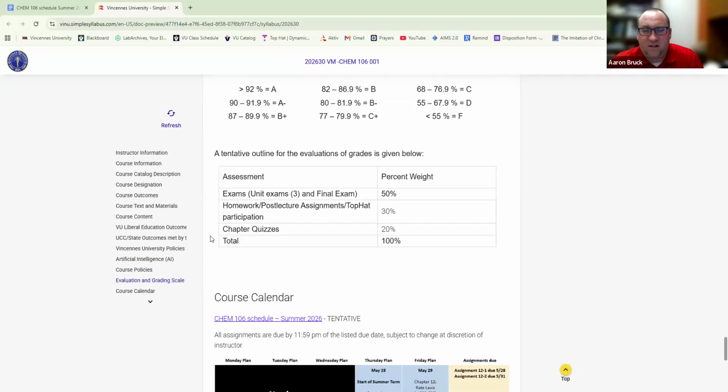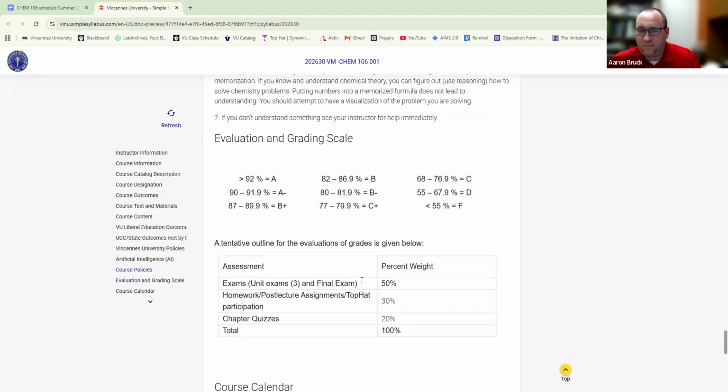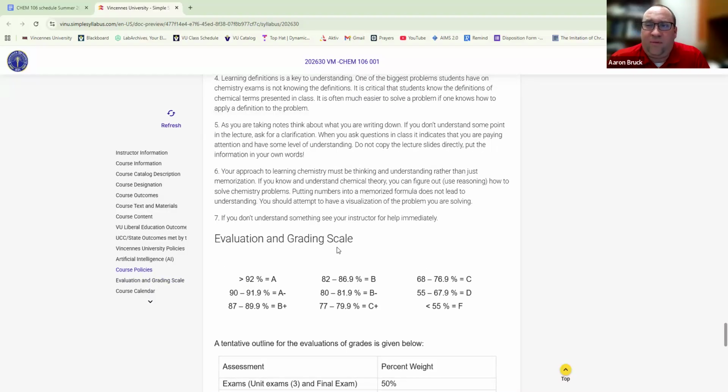And then this is the grading weight scale here. Really there are only three areas in the lecture itself. There is the exams component, so your three exams plus the final make up 50% of your grade. Your in-class participation and your homework, all that amounts to 30%. And then the chapter quizzes themselves amount to 20%. So 30% homework, 70% everything else. And then we just went through this here. So that's kind of the basics for what you need to do.